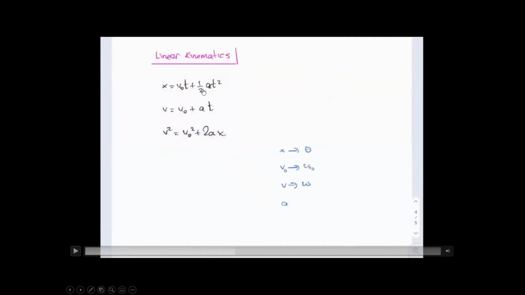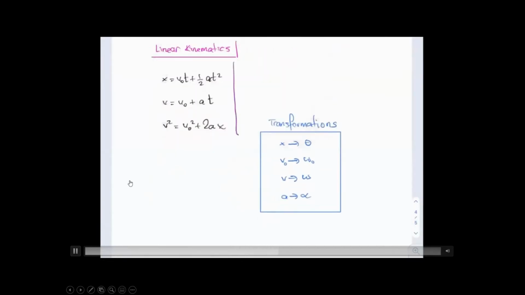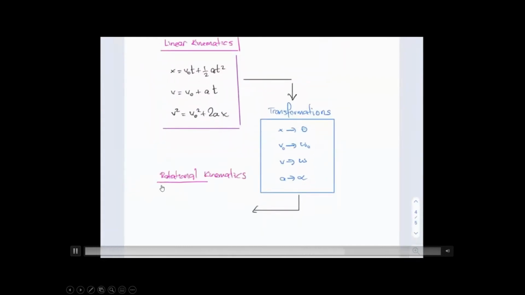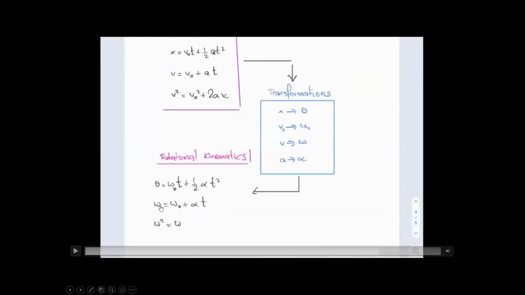We'll do the same thing by transforming linear terms into the angular terms. And we will have 3 rotational motion equations, so rotational kinematics. If the acceleration is constant, once again, you can figure out the final angular displacement, final angular speed at this time as well as at this angular displacement location.